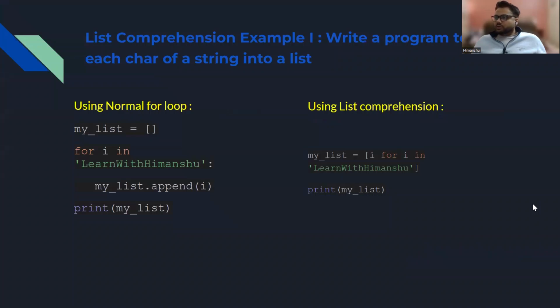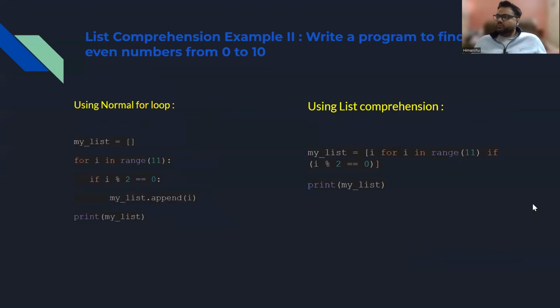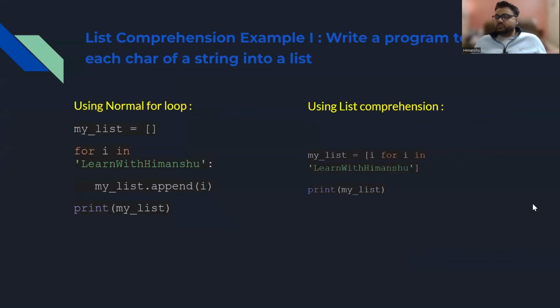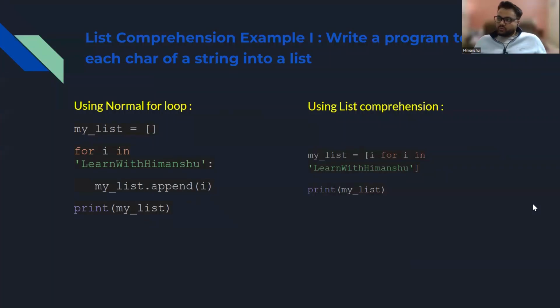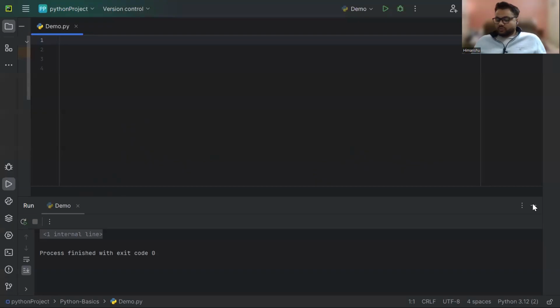So we will look into list comprehension and try to understand its concepts using two example programs. The first program will be to write a program to append each character of a string into a list. And another one, we will write a program to append each even number from 0 to 10 into a list. We will use a normal loop and we'll use list comprehension as well, so that we understand what change we introduce using list comprehension and how it is easier. So let's go to the demo.